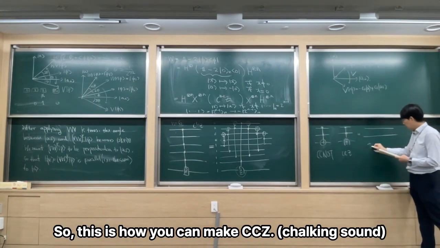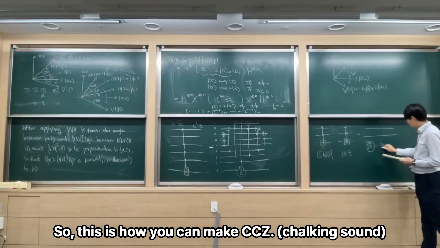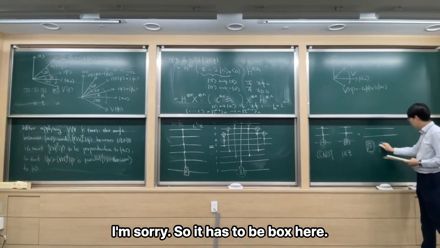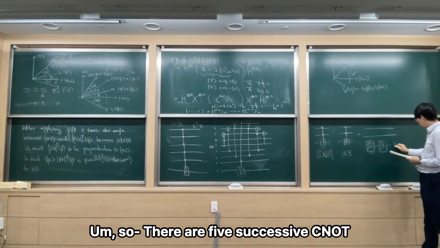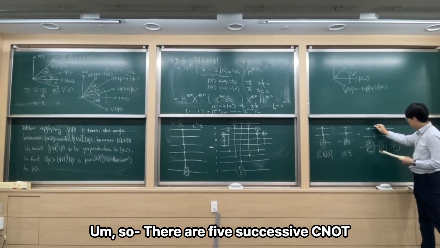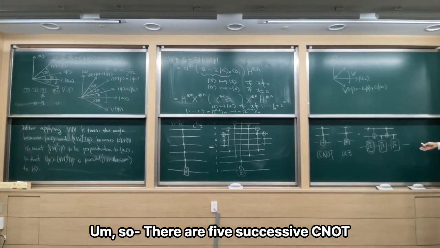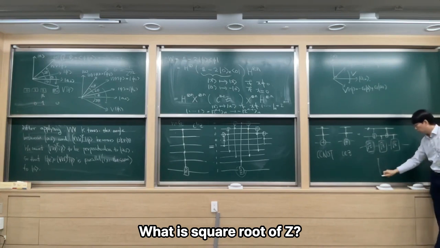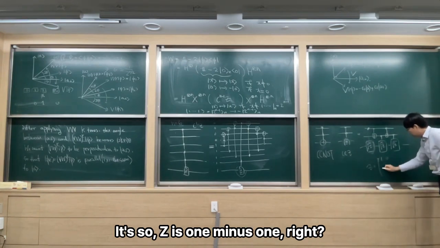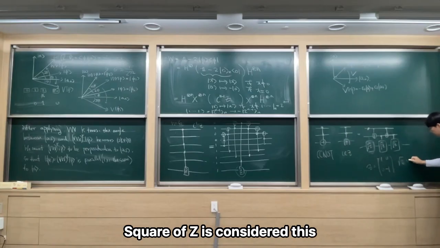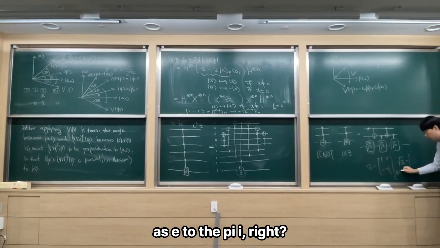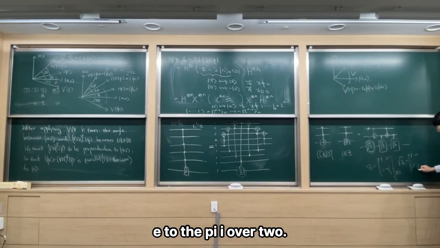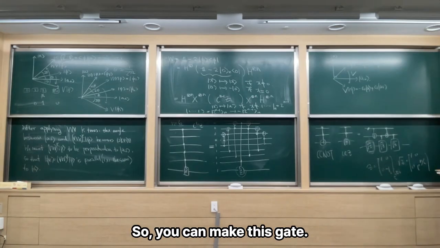So this is how you can make CCZ. Sorry, it has to be a box here. So there are 5 successive C0 or C-something gates here. So we have the C square root of Z gate. What is the square root of Z? So Z is 1, minus 1, right? Square root of Z, consider this as e to the pi i, so it's 1, 0, 0, e to the pi i over 2. So you can make this gate.